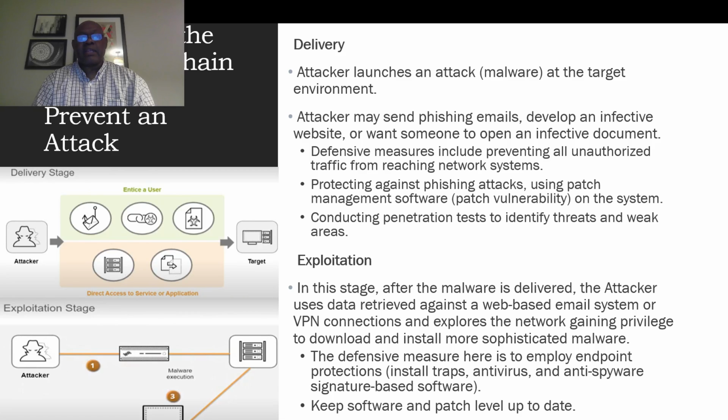The next stage in the cyber kill chain is exploitation. In this stage, after the malware is delivered, the attacker uses data retrieved against a web-based email system or VPN connection and exploits the network, gaining privilege to download and install more sophisticated malware. The defensive measures employed here are endpoint protections, like installing traps, antivirus, and anti-spyware signature-based software, and keeping the software and patch level up to date.